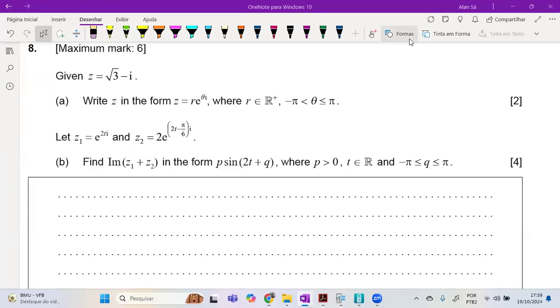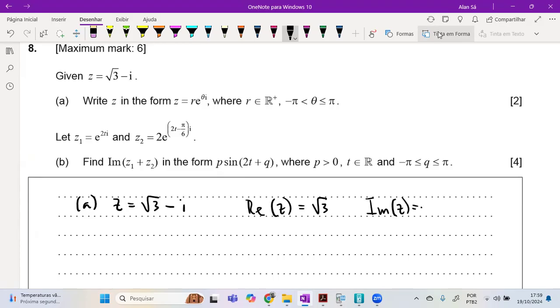Given that z equals root 3 minus i, write z in the form r e to the i theta, in polar form. This complex number, z equals root 3 minus i, has real part equal to root 3 and imaginary part equal to minus 1.